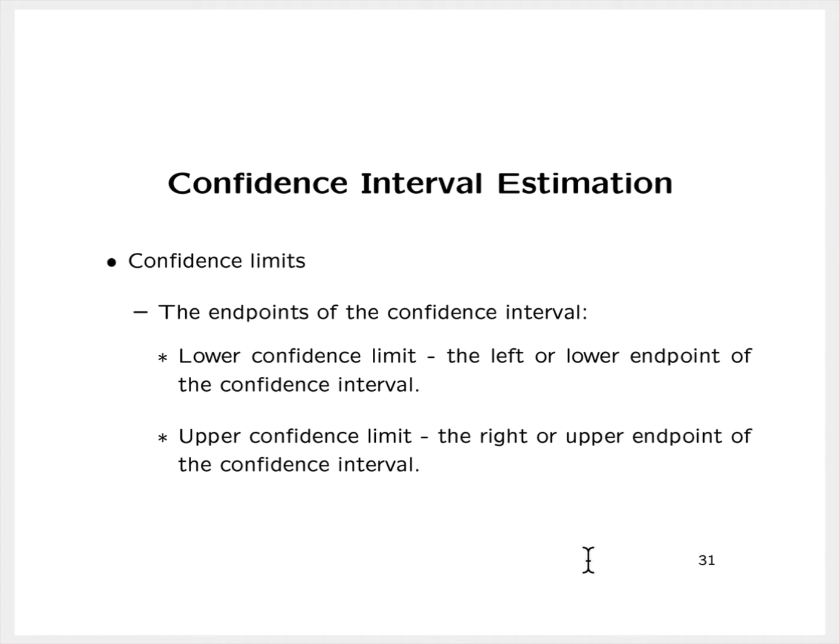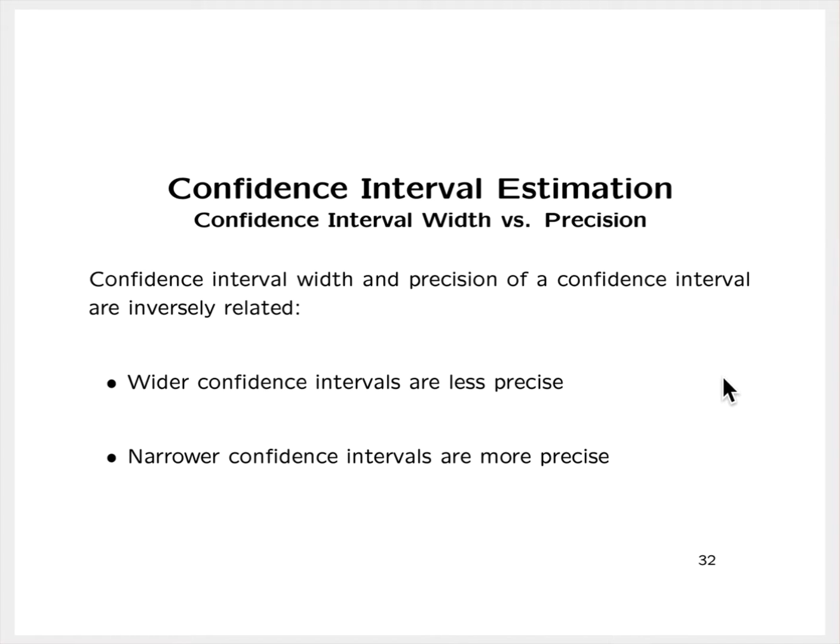Now, the confidence limits are the endpoints of the confidence interval. The lower confidence limit is the left or lower endpoint of the confidence interval, and the upper confidence limit is the right or upper endpoint of the confidence interval itself. Now let's talk about confidence interval width versus the precision of the interval. Now, confidence interval width and confidence interval precision are inversely related. In other words, wider confidence intervals are less precise, and narrower confidence intervals are more precise.